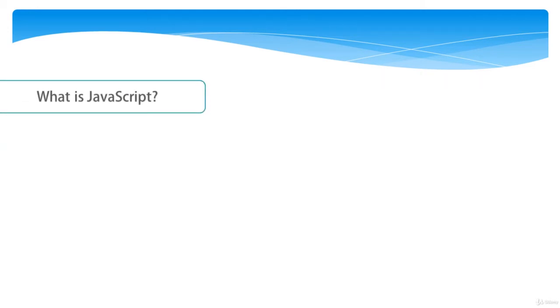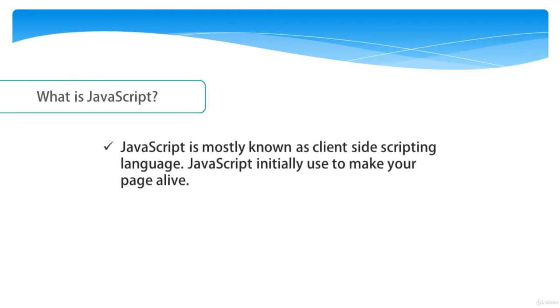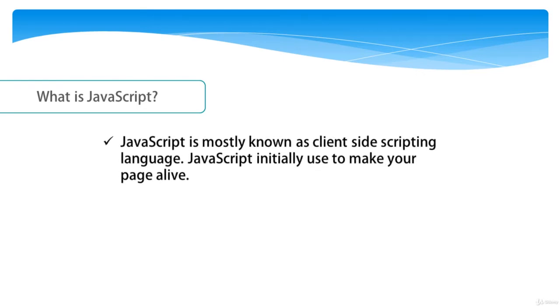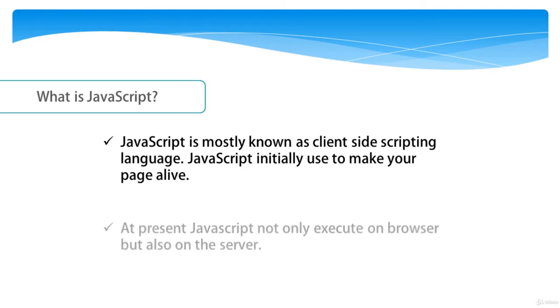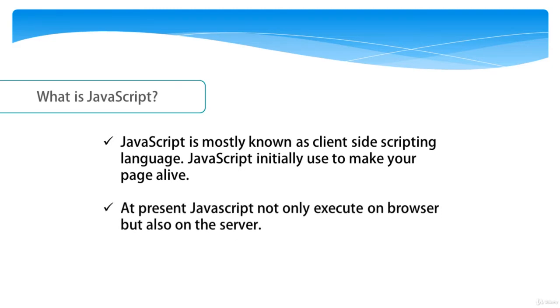If I want to simply describe JavaScript, then I will say JavaScript is a client-side scripting language that executes on your browser. JavaScript is essentially used to make your page alive. Using JavaScript, you can capture events, create animations, validate user input, and much more. But as I said, the present JavaScript not only runs on the client browser, but also on the server.